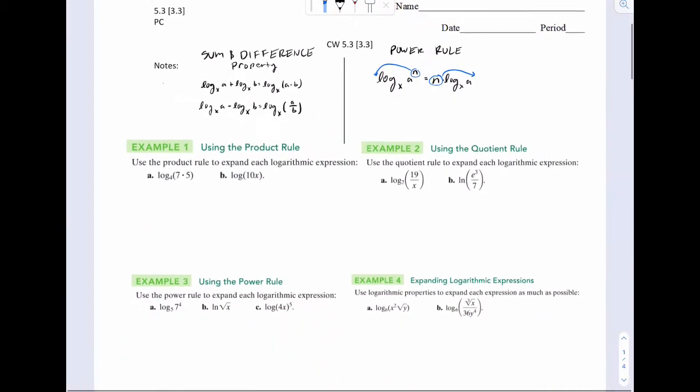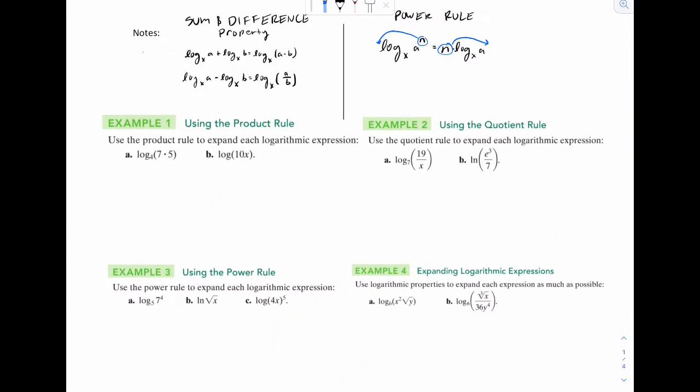So let's do a couple problems here. It says use a product rule to expand it. So we're going to write log base 4 of 7. I see a times, so write plus log base 4, 5. And you're done. You've expanded it.